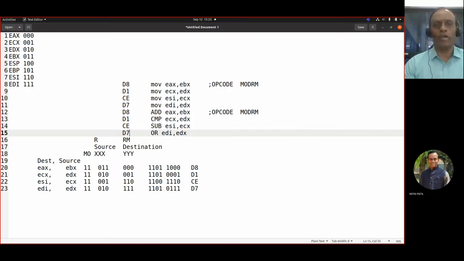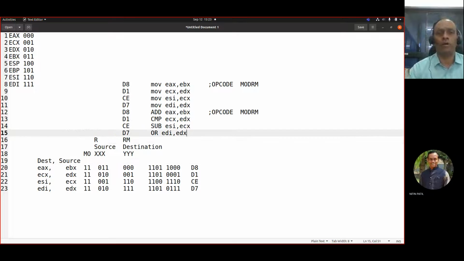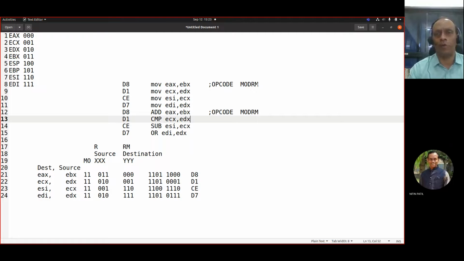One can check this one more time, for example, each of these representations. So 8 plus 4 is 12. So that's why we have taken C, 13 is D, then this is 14. That's why we have taken E. Correct. So now we have to find out opcodes for each. We have written the mod RM byte for each of these instructions. Now we have to write opcodes for each of these.